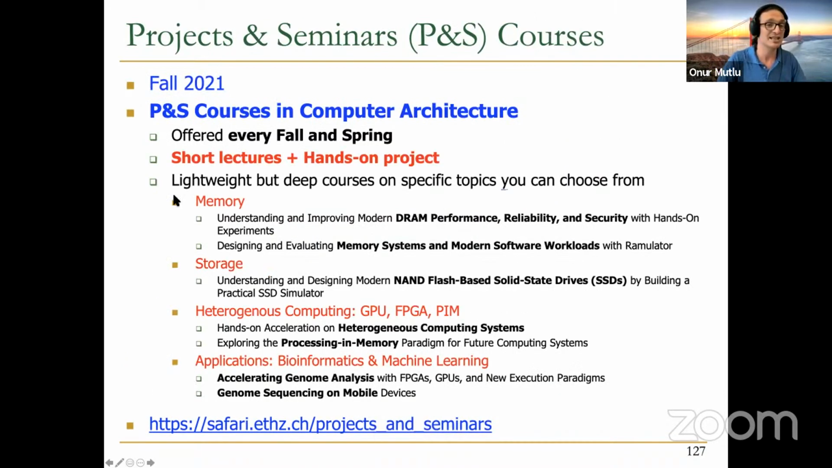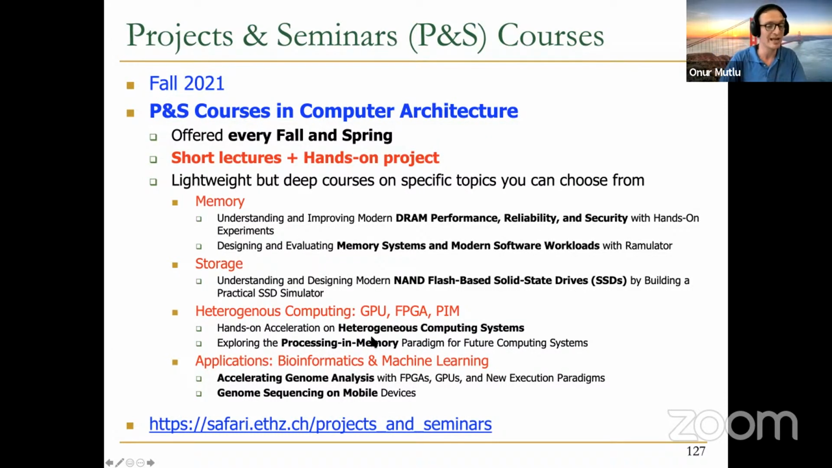And finally, these are the projects and seminar courses. These are offered every fall and spring. These consist of short lectures and hands-on projects, which is important. These are lightweight but deep courses on specific topics you can choose from. For example, you can choose from topics in memory, and we can define the project together. If you have ideas, we're open to ideas. There are two courses related to memory and storage, which is something we did not talk about as much. You can also choose them. For example, if you want to do some project on phase change memory or SSDs, it's possible.